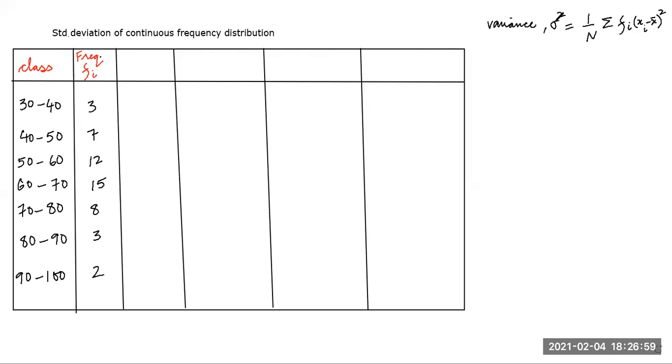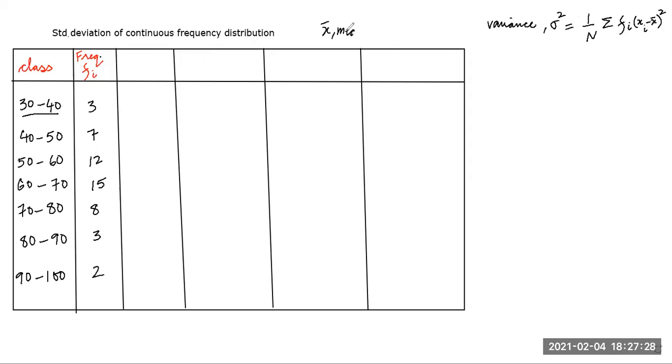Variance we know is represented by sigma square. For continuous frequency distribution, the formula to find variance is given here. Now it is summation fi into xi minus x bar whole square. Xi is midpoint of every interval. X bar is the mean.